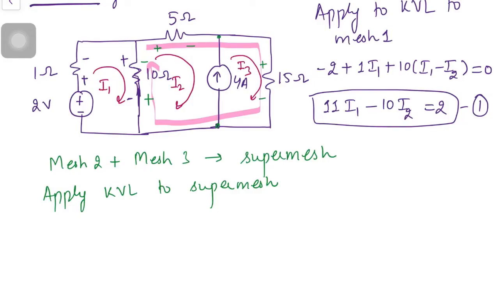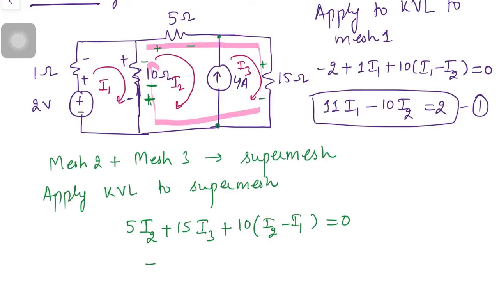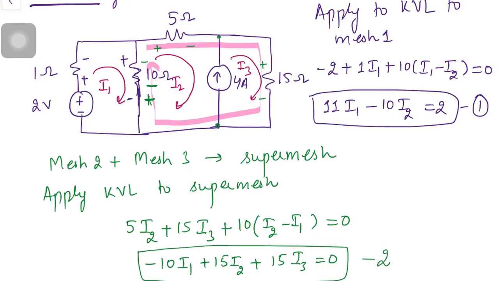So starting from 5 ohm resistance, as positive sign is coming first, so 5 into I2 plus 15 into I3, that is the voltage drop across 15 ohm resistance. Then we move on to this 10 ohm resistance. Again positive sign is coming first, so plus 10 into (I2 minus I1) equal to 0. Which will give us the equation minus 10 I1 plus 15 I2 plus 15 I3 equal to 0. This is the second equation.